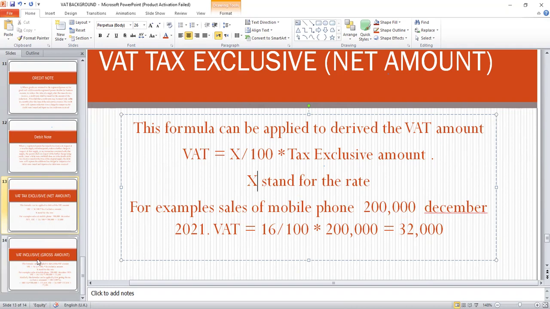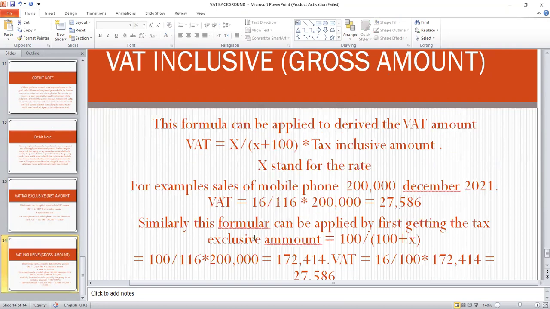But if the VAT is inclusive, you don't apply the rate directly. This formula can be applied to derive the VAT amount, whereby you take that X, then you have to add X plus 100. So if the rate is 16%, you take that 16, but you divide by 16 plus 100, which is 16 over 116 times 200,000, you derive 27,586.